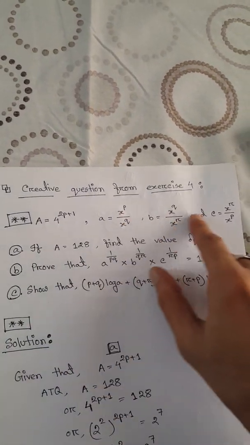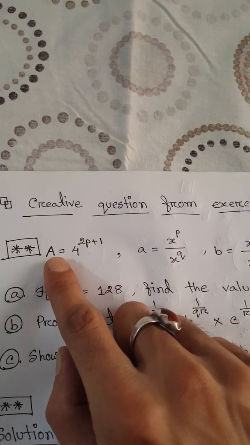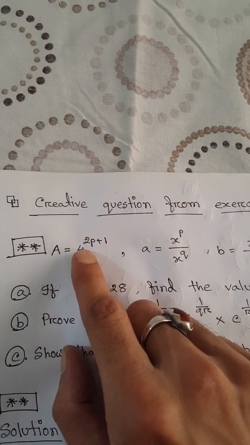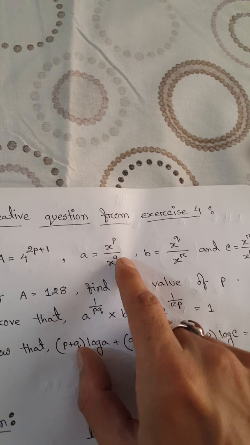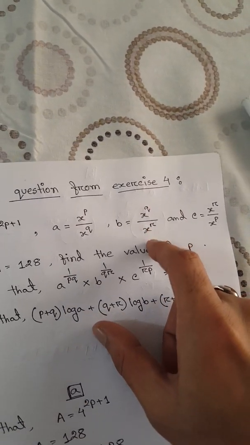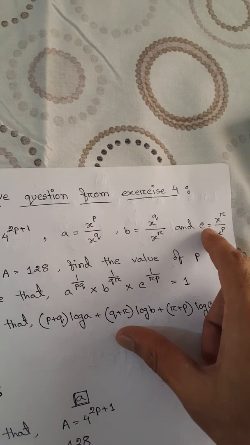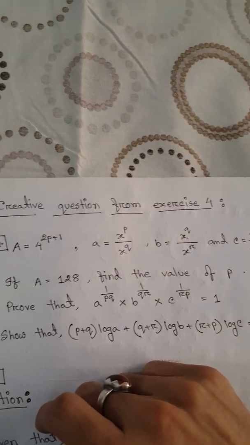Here is the stem. Here, in the first information, a is equal to 4 to the power 2p plus 1. Small a is equal to x to the power p divided by x to the power q. b is equal to x to the power q divided by x to the power r, and c is equal to x to the power r divided by x to the power p.